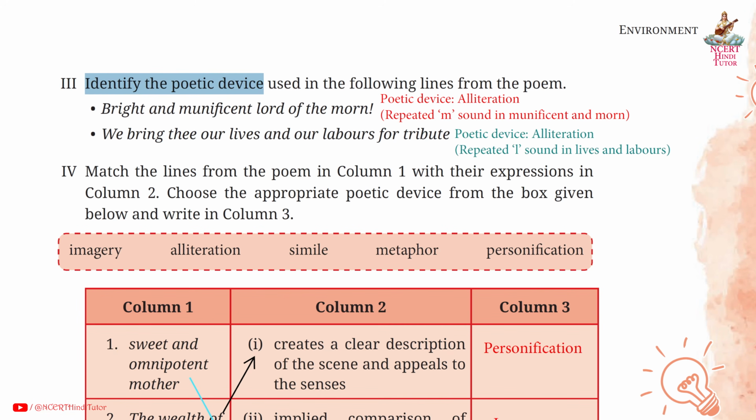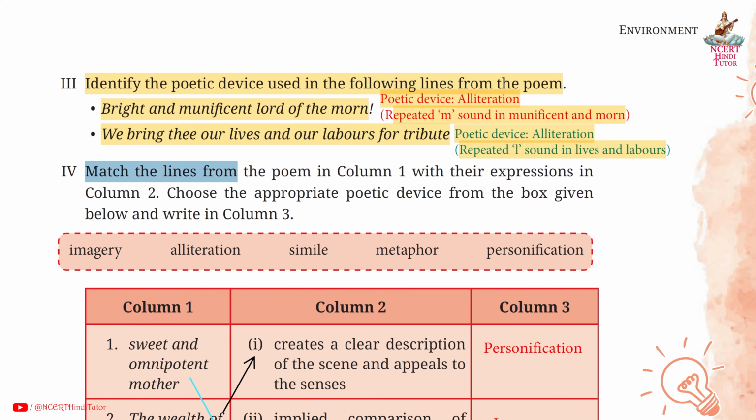Third, identify the poetic device used in the following lines from the poem. Bright and munificent Lord of the Morn. Poetic device alliteration. Repeated M sound in munificent and morn. Next, we bring thee our lives and our labors for tribute. Poetic device alliteration. Repeated L sound in lives and labors.